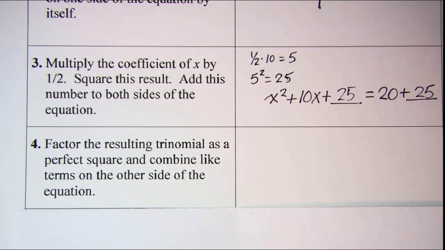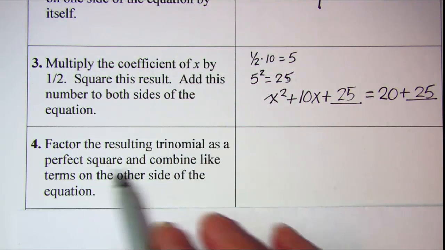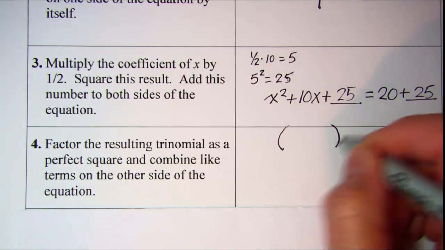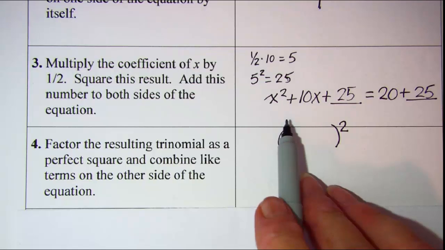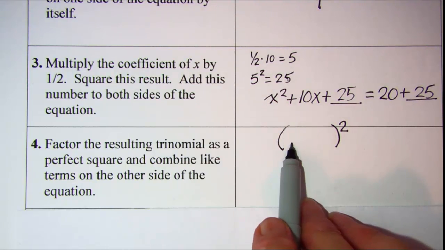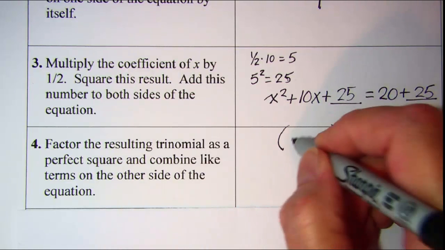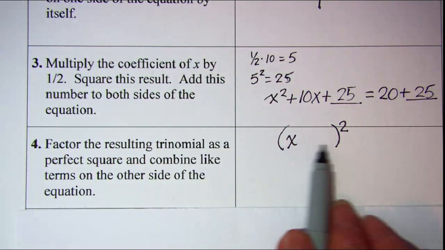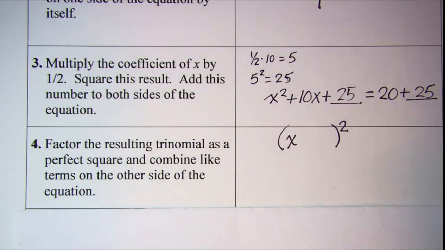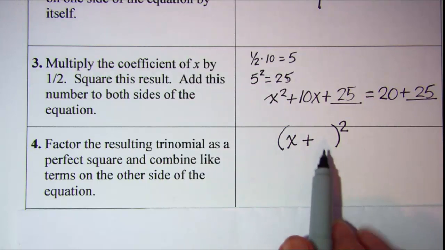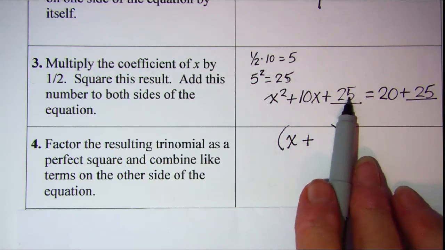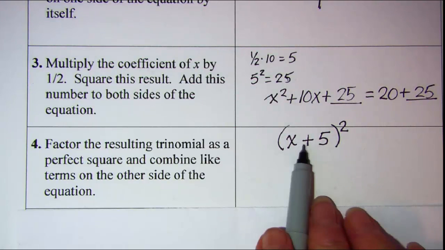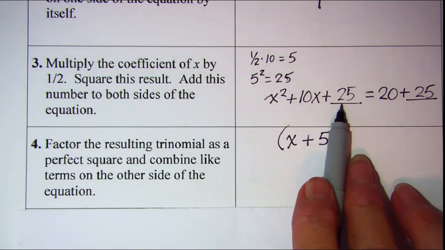Alright. Then our next step is to factor the resulting trinomial as a perfect square. So this trinomial on the left is now a perfect square trinomial, and we can factor it. The number that we write first is the square root of this first term, so that's x. The sign in between, or the operation in between the two terms here, is positive. Whatever the middle term is, that's what that operation is. And then the term that I write here is the square root of this last number. So the square root of 25 is 5. So this is how we factor this perfect square trinomial.